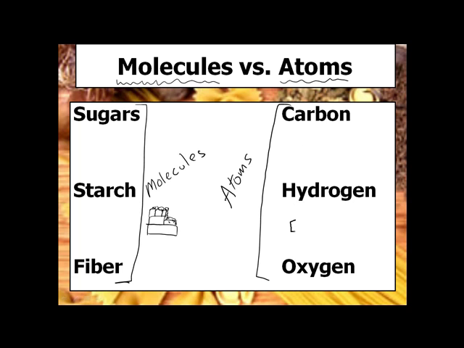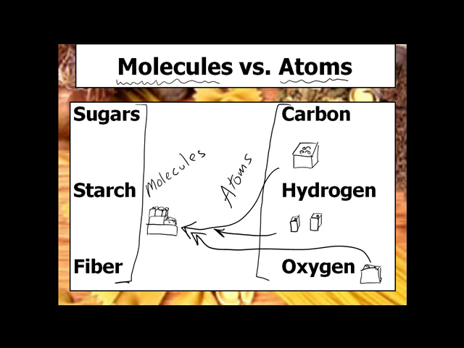Hydrogen would be a little one bump Lego. Carbon might be something like a four bump Lego. And oxygen might be something like a two bump Lego. You put all those atoms together to build yourself a molecule. So we build molecules out of the single units, atoms. Sweet. Got it. That's question one. Answer it. Pause if you need to.